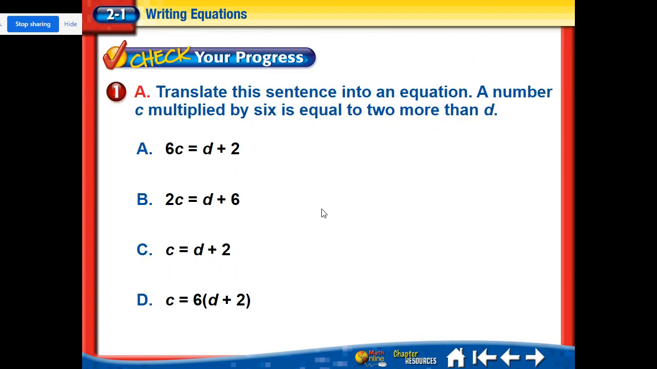We can even do this with some formulas here. So translate this sentence: a number c multiplied by 6 is equal to 2 more than d. A number c multiplied by 6, we have 6c. And the only one that has 6c is a here, is equal to 2 more than d, d plus 2. Well, there's like these two, d plus 2. So, I mean, it's definitely a.